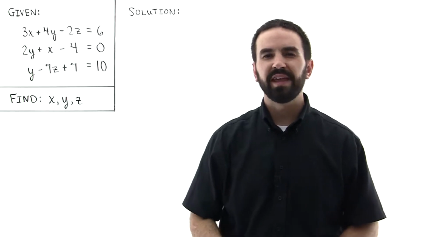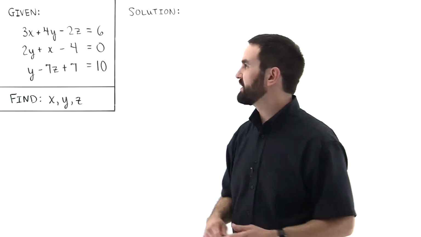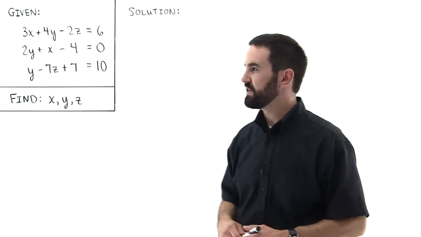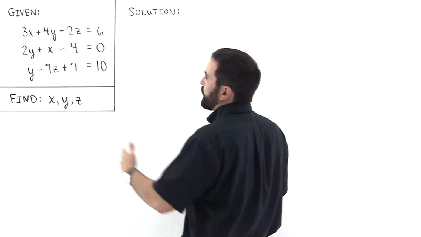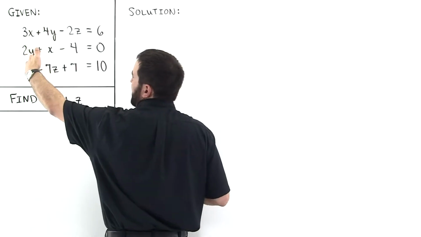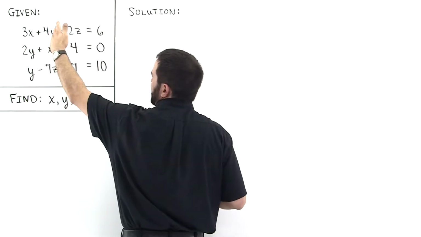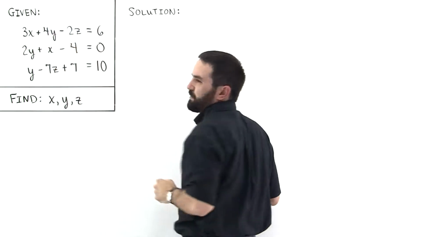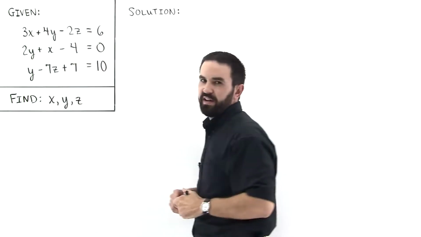The matrix has many applications, but for our purposes, its most useful application will be solving systems of linear equations. So let's use a matrix to solve this system. The first thing we'll do is line up all the x's so that they're in the first position, all the y's in the second position, and all of the z's in the third position. And then we're going to bring all the constants over to the right-hand side.